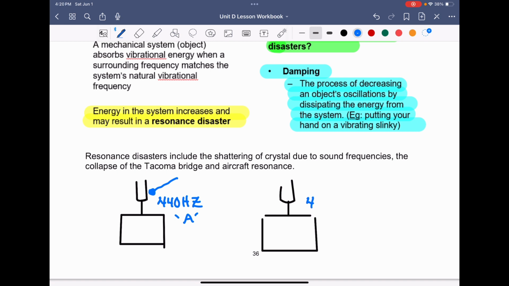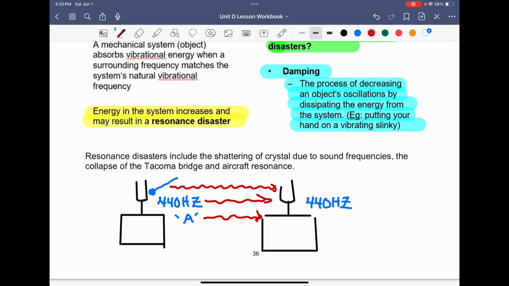Well, 440 hertz was also over here. This tuning fork is also a 440 hertz tuning fork, meaning its natural or resonant frequency is also 440. And so what happened is that vibratory energy was heading towards the fork, heads towards the fork, heads towards the fork. And what we ended up seeing is that you could actually hear that fork as well at that A pitch.